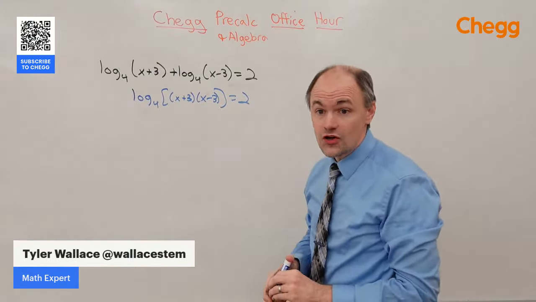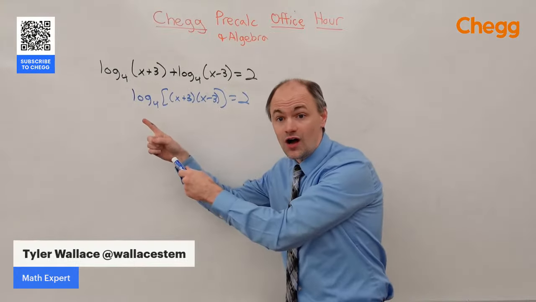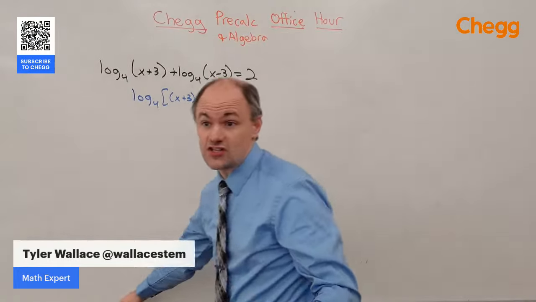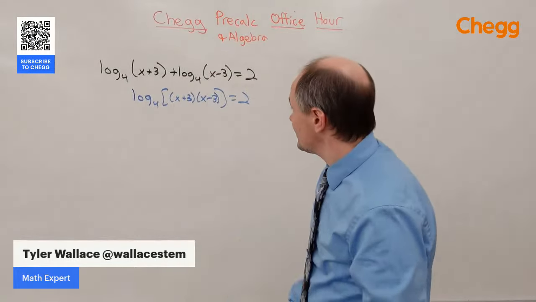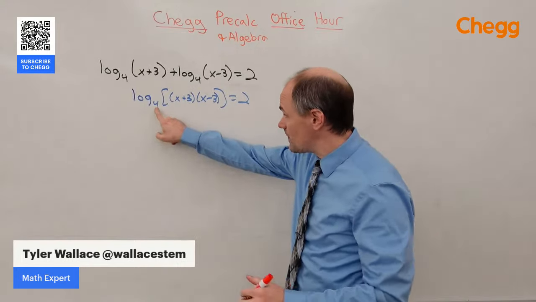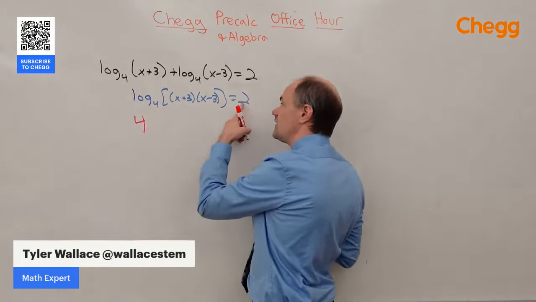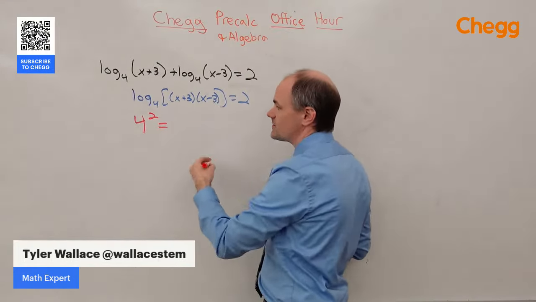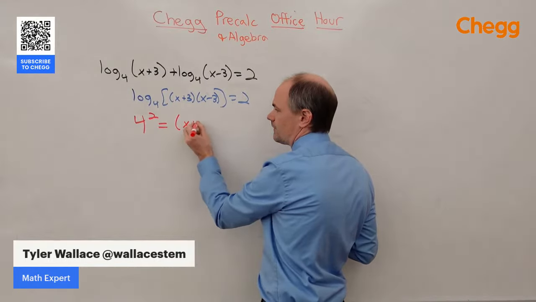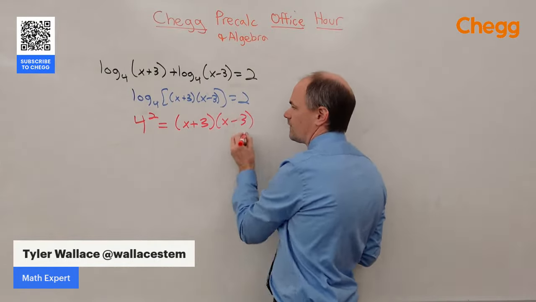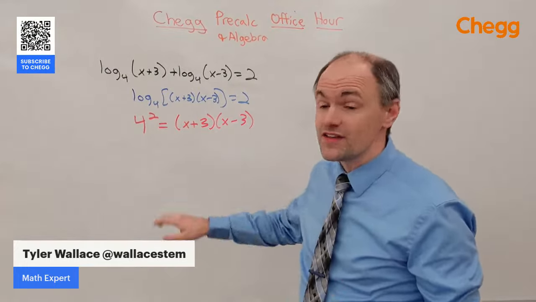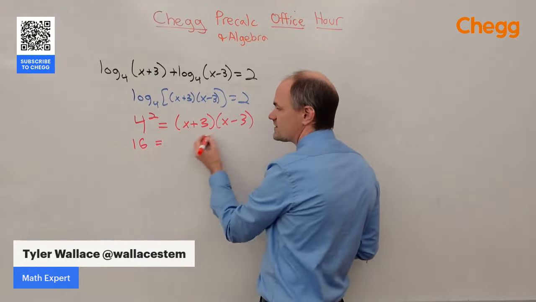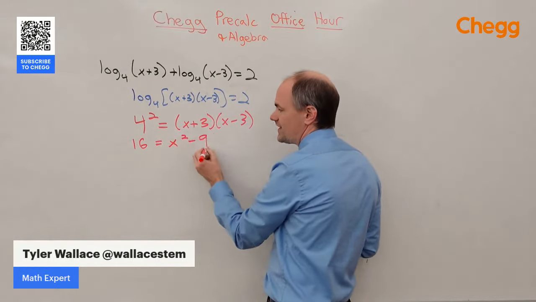Now, whenever we're solving an equation, if we can't solve it as a log, we change it into an exponent. If we can't solve it as an exponent, we change it into a log. So let's change this log into an exponent. The base is 4, the exponent is 2, and the inside stuff is x plus 3 times x minus 3. Then all I have to do is multiply this all together. 4 squared is 16. And this is a difference of squares. It's going to be x squared minus 9.